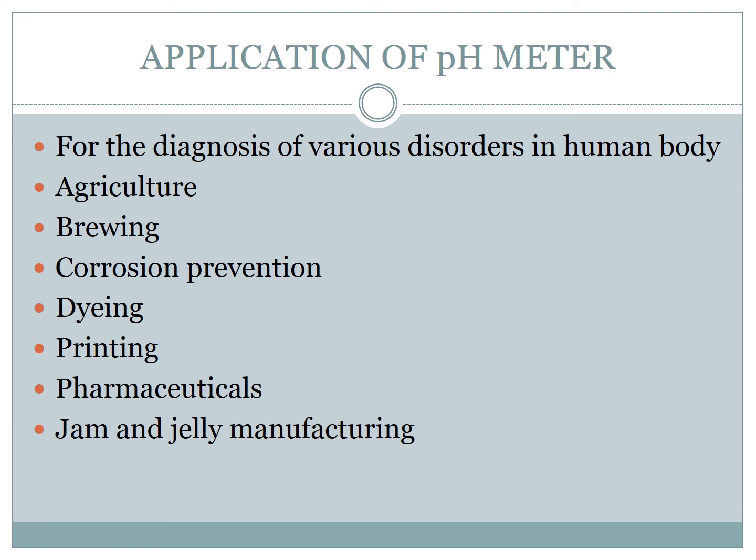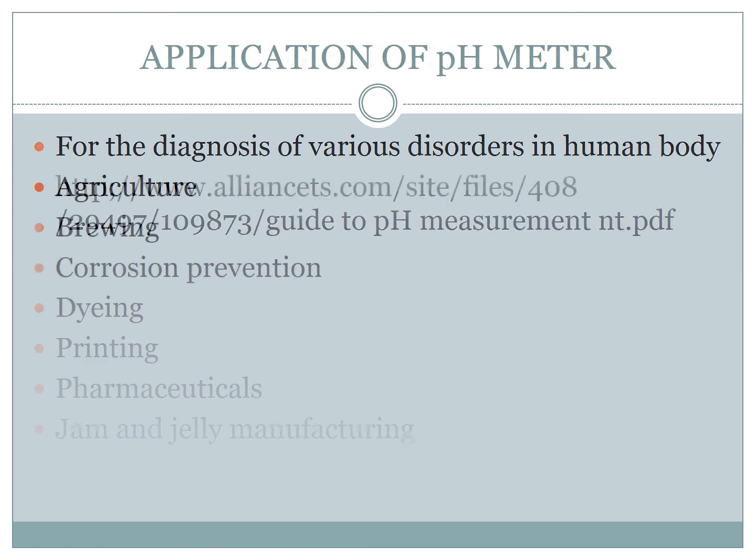For example, in the dye industry, you need to measure how much the pH of the dye is found to be. You can check the same with the help of a pH meter. For example, in jelly and jam manufacturing, we need to check the pH. We can use a pH meter. This is all about the pH meter.